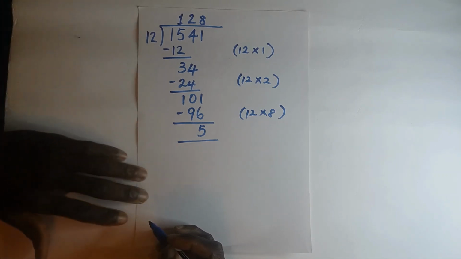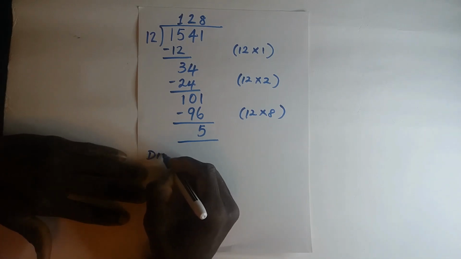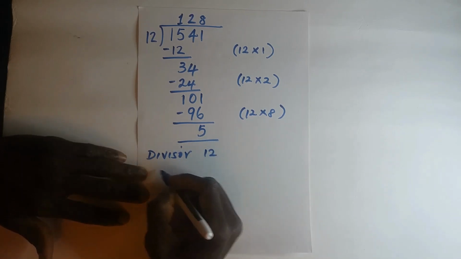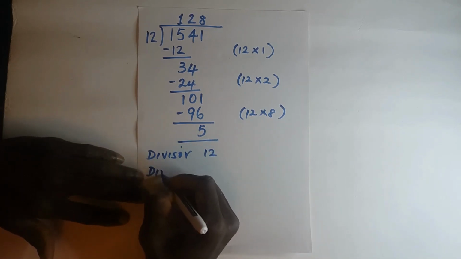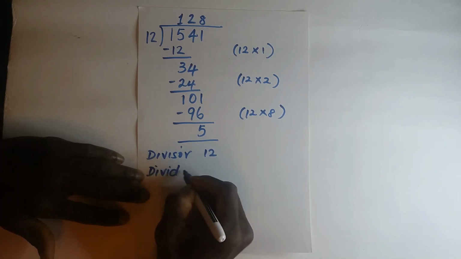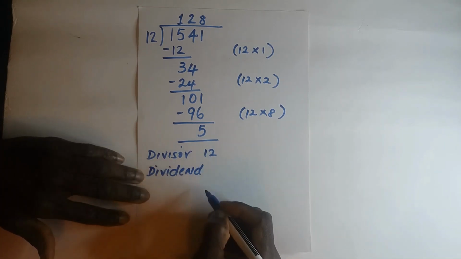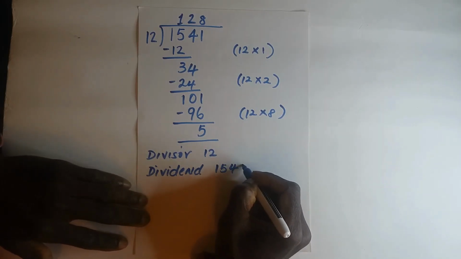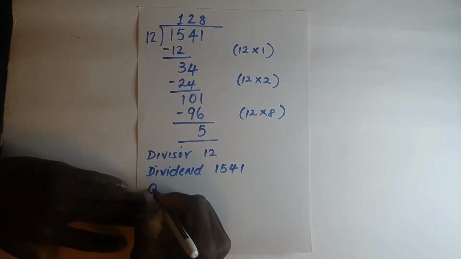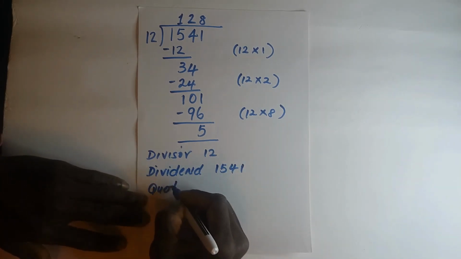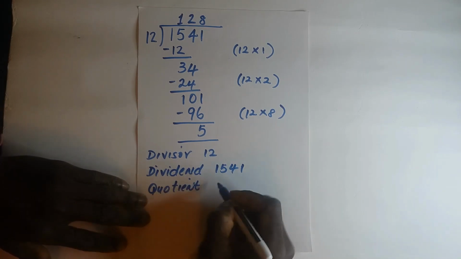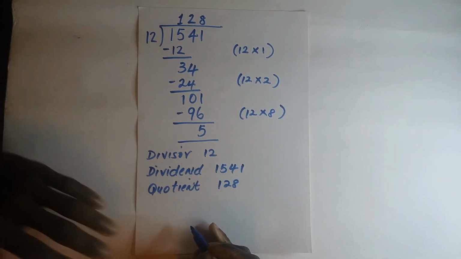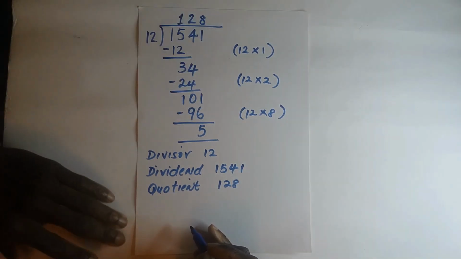Now, just a word about the different parts. We have the divisor is 12. The dividend is the number 1541. And the quotient is 128, commonly called the answer. These are just my workings.